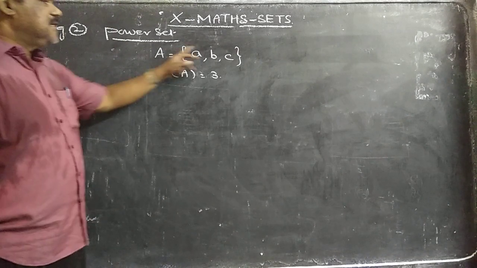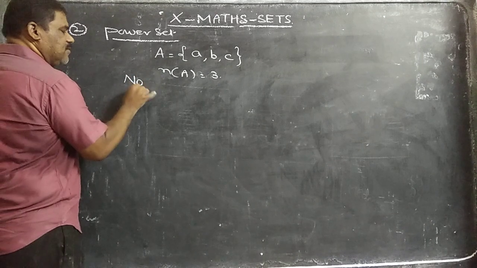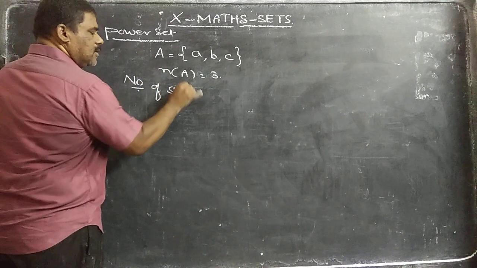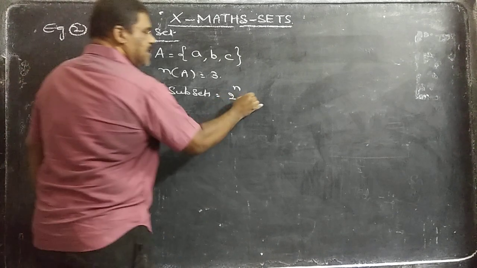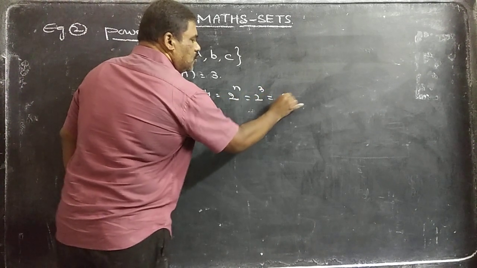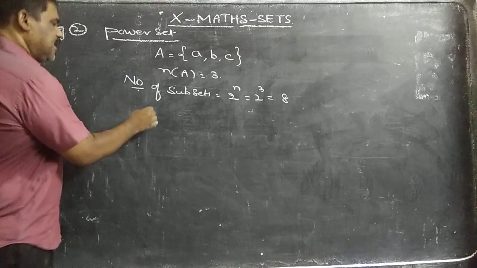If number of elements present in A is 3, then number of subsets is equal to, what is the formula to find number of subsets? 2 to the power n, that is 2 to the power 3. 2 into 2 into 2, 8 subsets it has. So let us write those subsets.